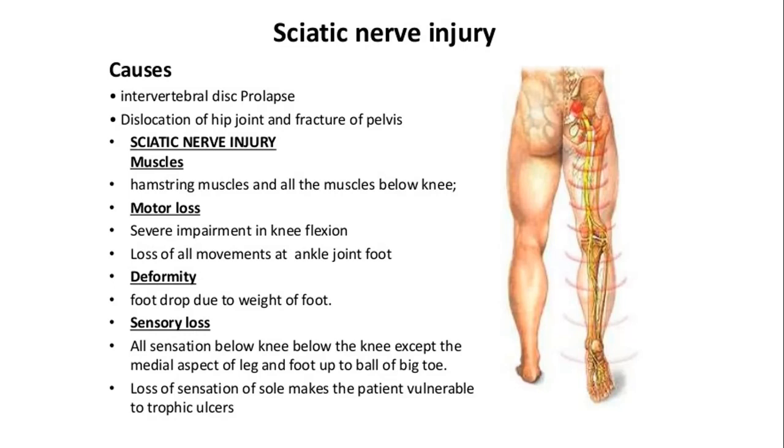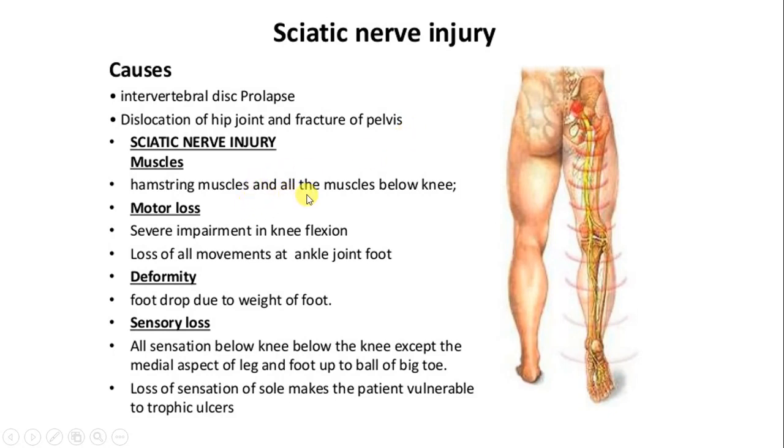Sciatic nerve injuries are very common, and sciatica pain is very common in our society. It can be due to compression by the intervertebral disc at the level where the nerve roots are coming out of the vertebral column, and it can be due to dislocation of the hip joint, because the nerve is closely related to the hip joint.